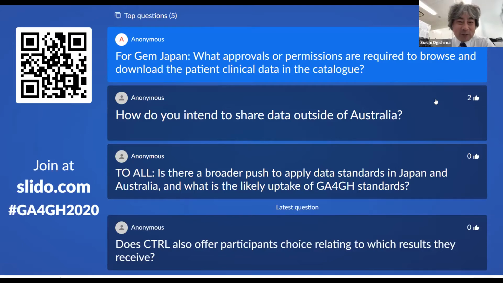Okay, at first I would like to answer the question. In the case of the Biobank Network, the Biobank cross-search system, we provide the clinical data to find suitable biospecimen data. The user can browse the clinical data on the web browsers, and they can download the clinical data in Phenopackets.